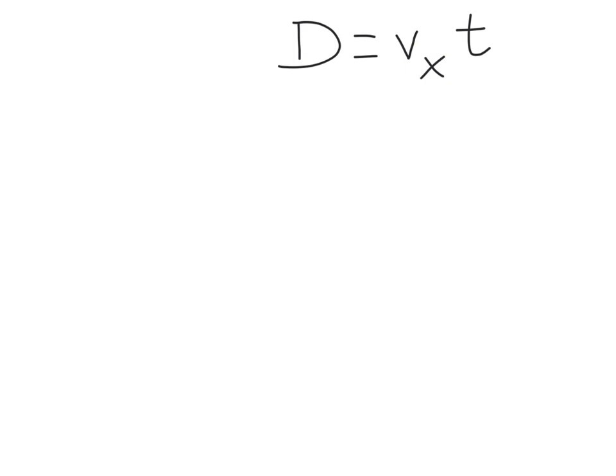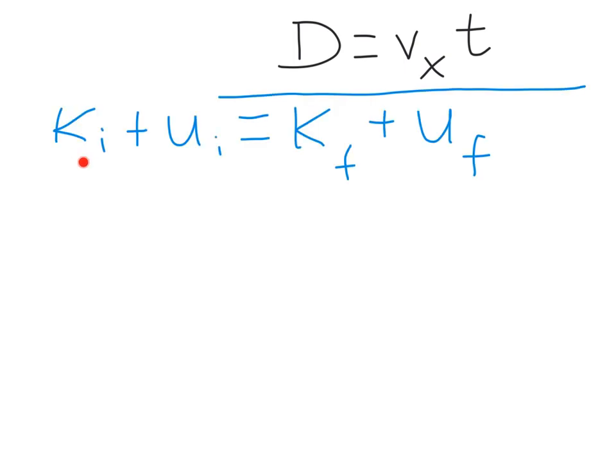Alright, so we're going to use K initial plus U initial equals K final plus U final, but what is our initial situation and what is our final situation? Our initial situation will be when the spring is fully compressed and the ball is at rest, and the final situation will be when the ball is just about to leave the edge of the table. So we're focusing on just this initial part of the motion.